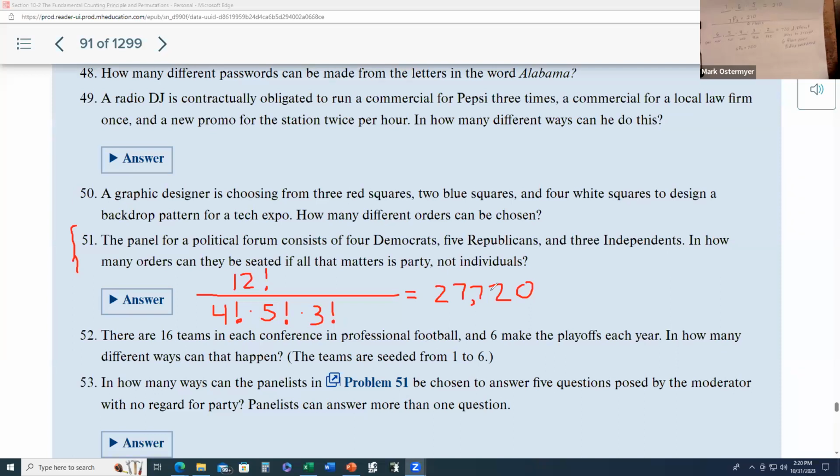All right. There's a total of 12 politicians, 4 Democrats plus 5 Republicans plus 3 independents. That's 12. But we have 4 Democrats, 5 Republicans, and 3 independents. So we have to divide 12 factorial by 4 factorial for Democrats, 5 factorial for Republicans, and 3 factorial for independents. You get 27,720 unique political panels that can be formed from these 12 politicians.